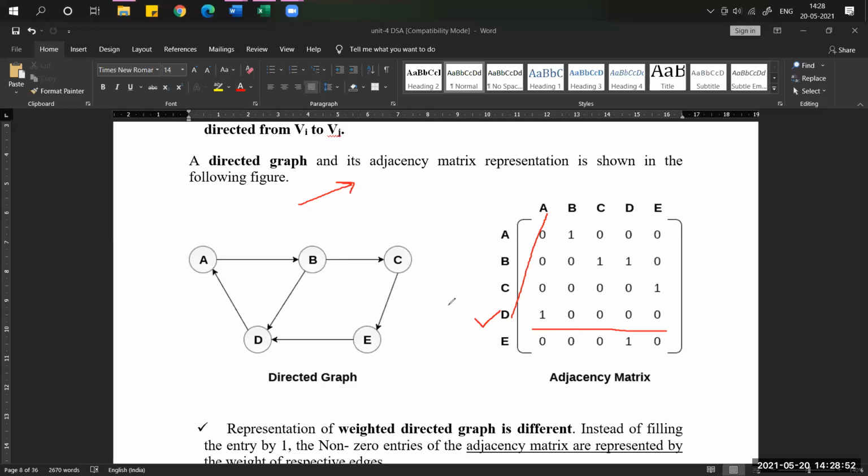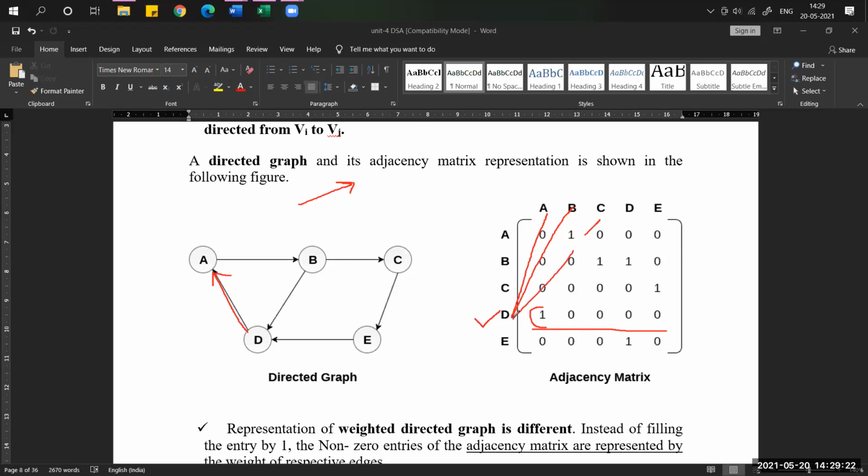Now, is there any direction from D to B? So from D to B, is there any direction? No. This edge is present, but it is coming from B to D. That's why we should not choose that one. The arrow should be like this for D to B, but there is no direction like that. That's why we kept 0. In the same way, we have to check with all the vertices.